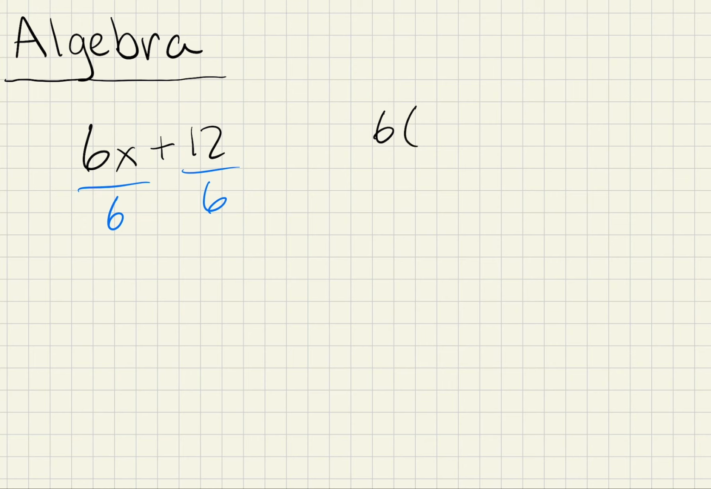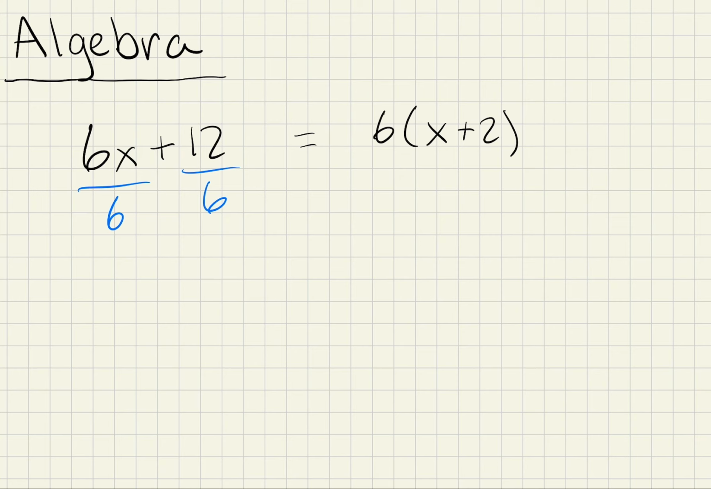And so we write what is in common for both of them on the outside, and then on the inside what's left. So 6x divided by 6 is just x, and then 12 divided by 6 is 2. So this is how we can factor. And factoring is a really important concept to be able to learn pretty early on. You'll use it quite a bit throughout algebra and calculus.